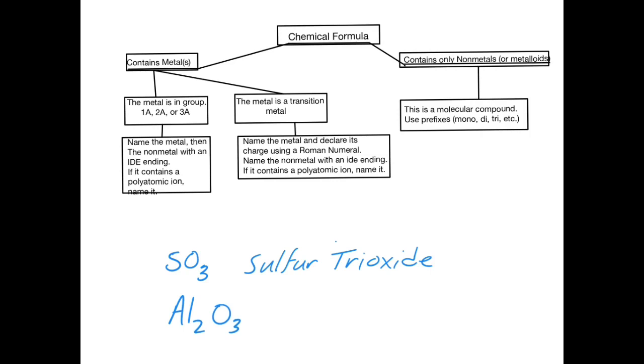All right, let's run through the flow chart and see what we come up with. Okay, so we've got this chemical formula. It's got aluminum and oxygen in it. So aluminum is a metal. So we're on this side of the flow chart. Okay, aluminum is not a transition metal. It is actually a metal in the 3A column on the periodic table. So then we are just going to follow this rule here. The anion is oxygen, so it's oxide. So the name for this compound is aluminum oxide.